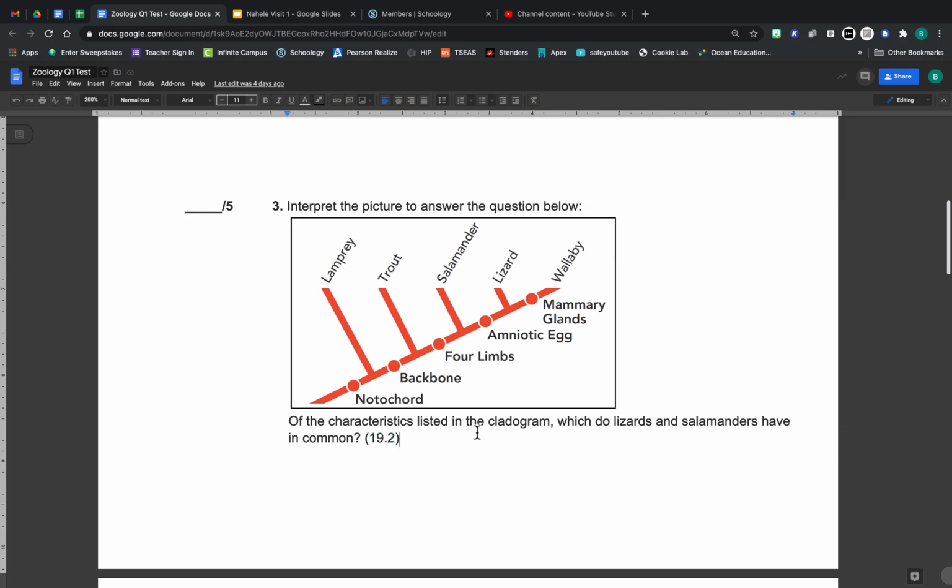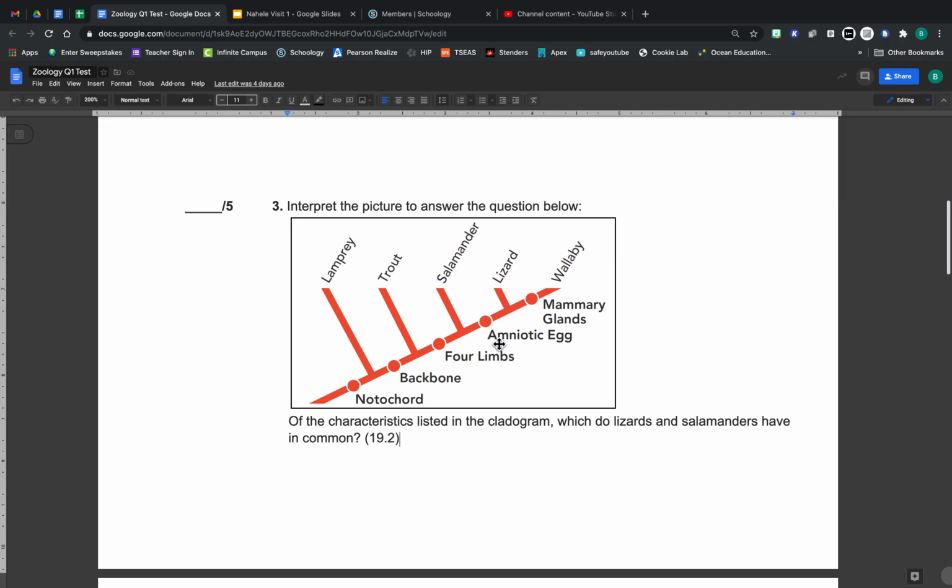So what I'm asking you here is, of the characteristics listed in this cladogram, which do lizards and salamanders have in common? And a lot of you put the amniotic egg, and the reason it's not the amniotic egg is because, remember, anytime you have a fork like this, something branching off, this means that this is an evolutionary change here. So everything below here doesn't have this derived characteristic that everything this way has. Okay, so what I'm looking for here is that the lizard has the amniotic egg, but the salamander doesn't, because it broke off before the amniotic egg developed.